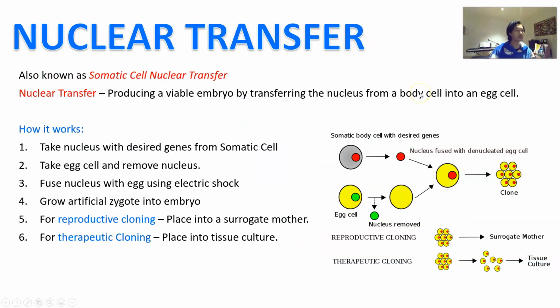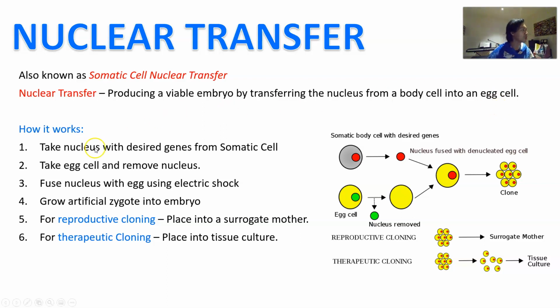All right, here's the last one, and probably the most complex version, but probably the most remarkable version, is what we call somatic cell nuclear transfer, or simply nuclear transfer, where you produce a viable embryo by transferring the nucleus from a body cell into an egg cell. Now, this is kind of like science frontier stuff. How it works is pretty remarkable.